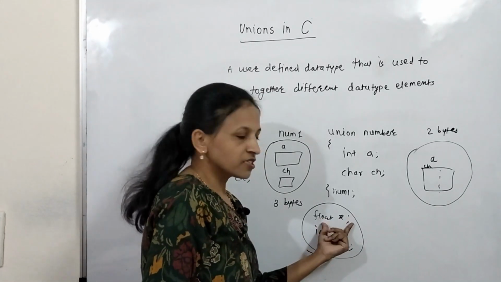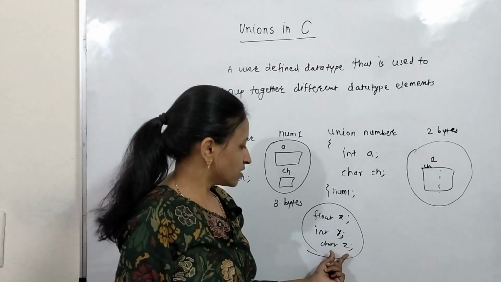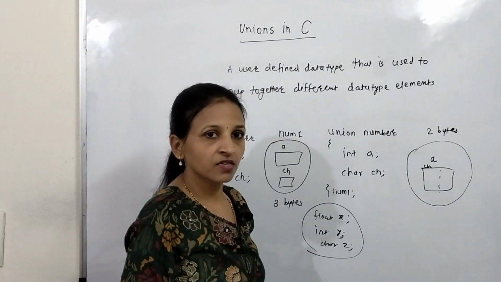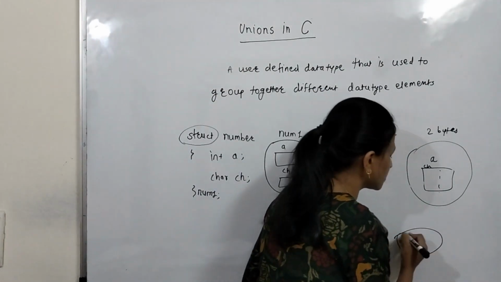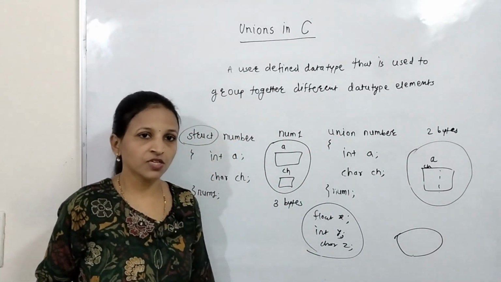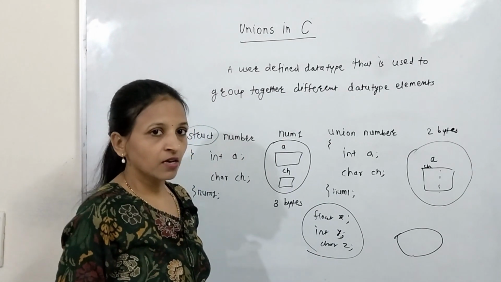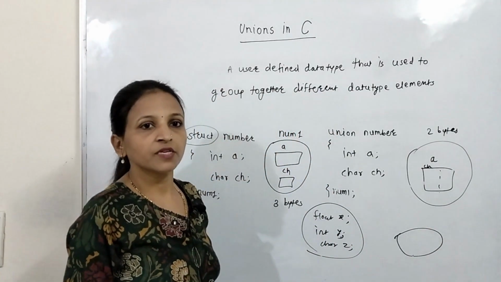Then this x will require 4 bytes, this y will require 2 bytes, this z will require only 1 byte. Now what is the maximum requirement? That is 4 bytes. Only that much space will get allocated for one variable of that union, and that memory will be shared by all the members. Then you cannot store at the same time all the members of that union.